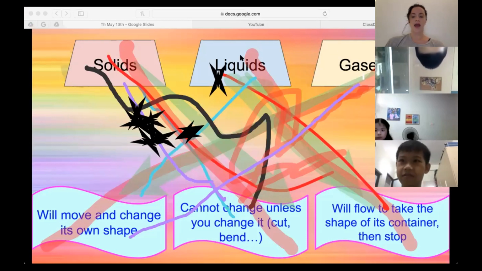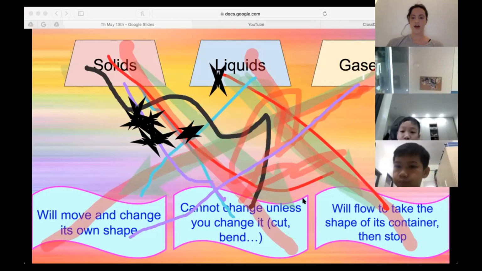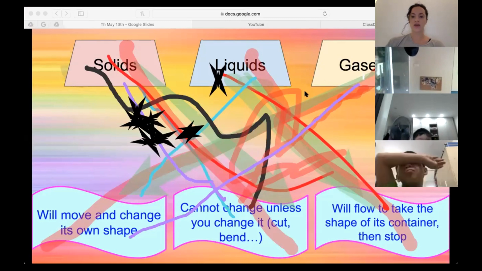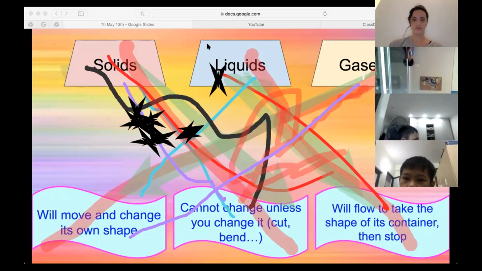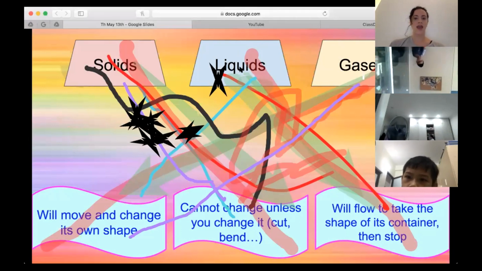Solids, who can read about, actually, let's start with gases. Banana, can you please read the one for gases? Gases go everywhere and change their own shape. Very good, okay, and let's have Blue Moon, can you please read liquids? Will flow to take the shape of each container, then stop. Very good. And solids won't change shape unless you cut it, bend it, break it. Okay.